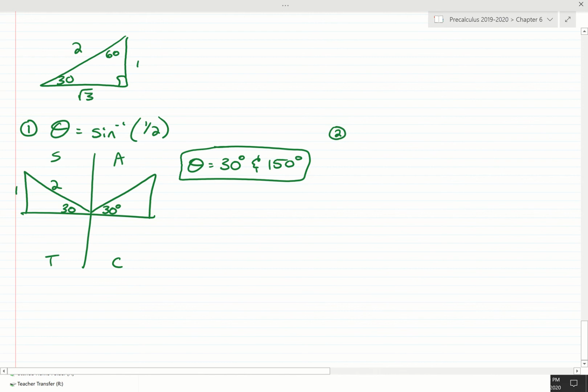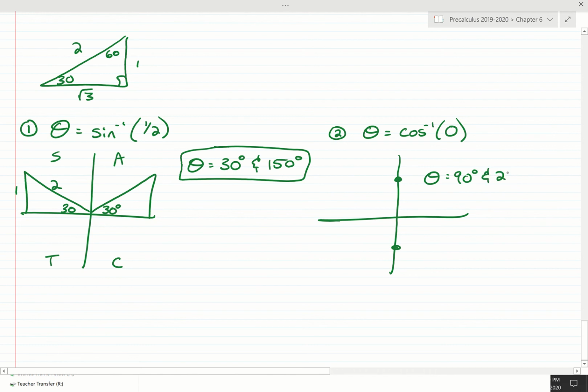For the second problem, it's asking us find two angles between 0 and 360. Theta would equal the inverse cosine of 0. And in order to use this, we have to think about what cosine is for a quadrantal angle, and cosine is the x value. So theta would be 90 degrees, and it would be 270 degrees.